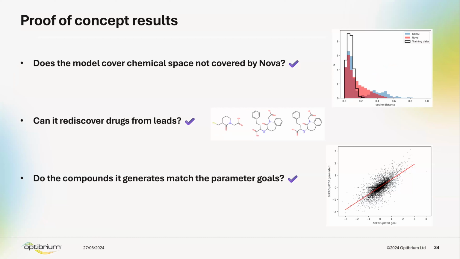So we can basically tick off all three of these tests here. The model is covering complementary chemical space that we're not getting with the transformation libraries. It can go from lead-like compounds to drug-like compounds, and it can simultaneously optimize for multiple parameters and generate compounds matching those goals.